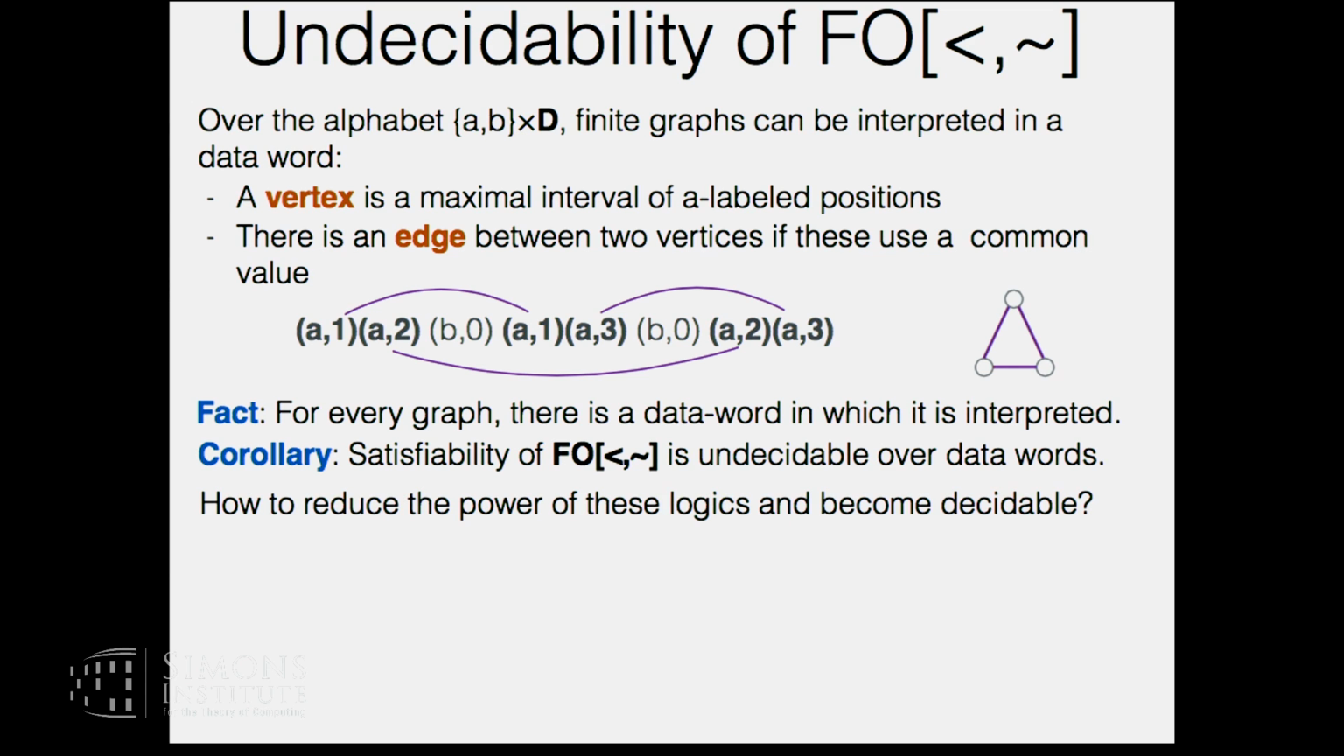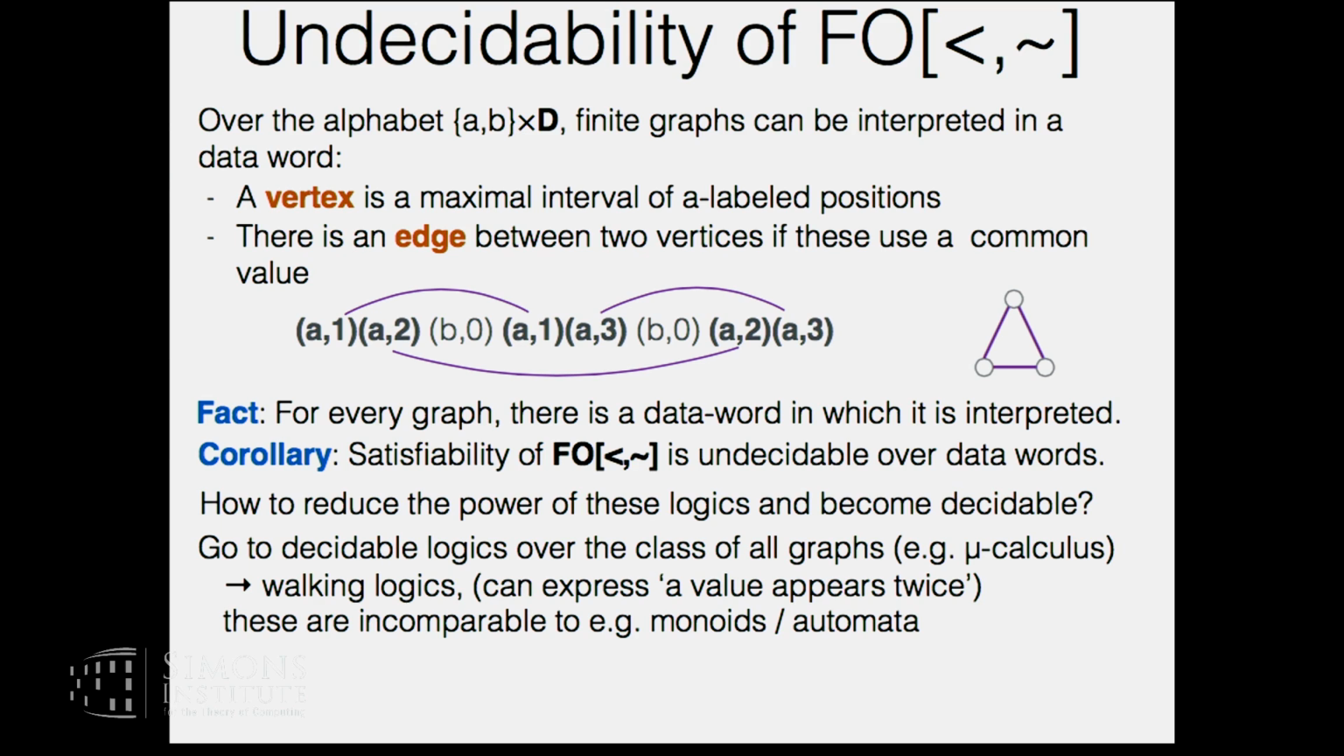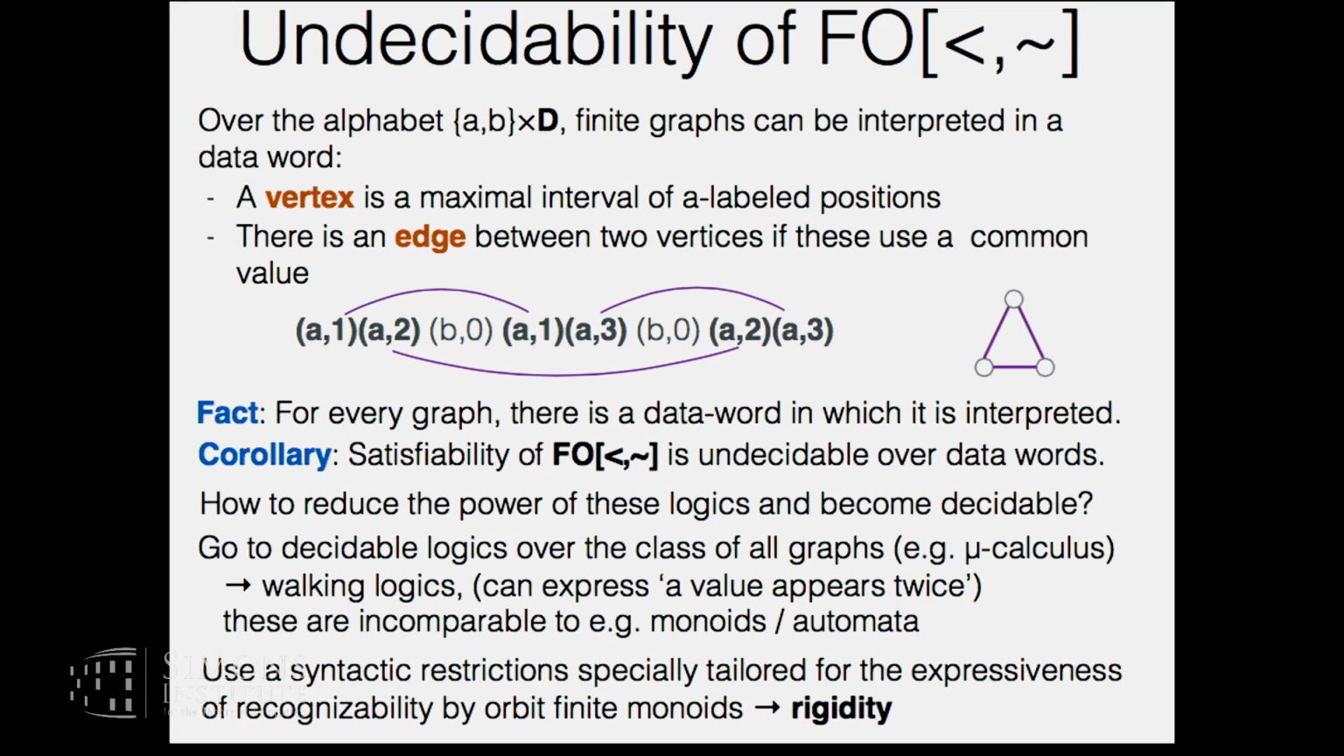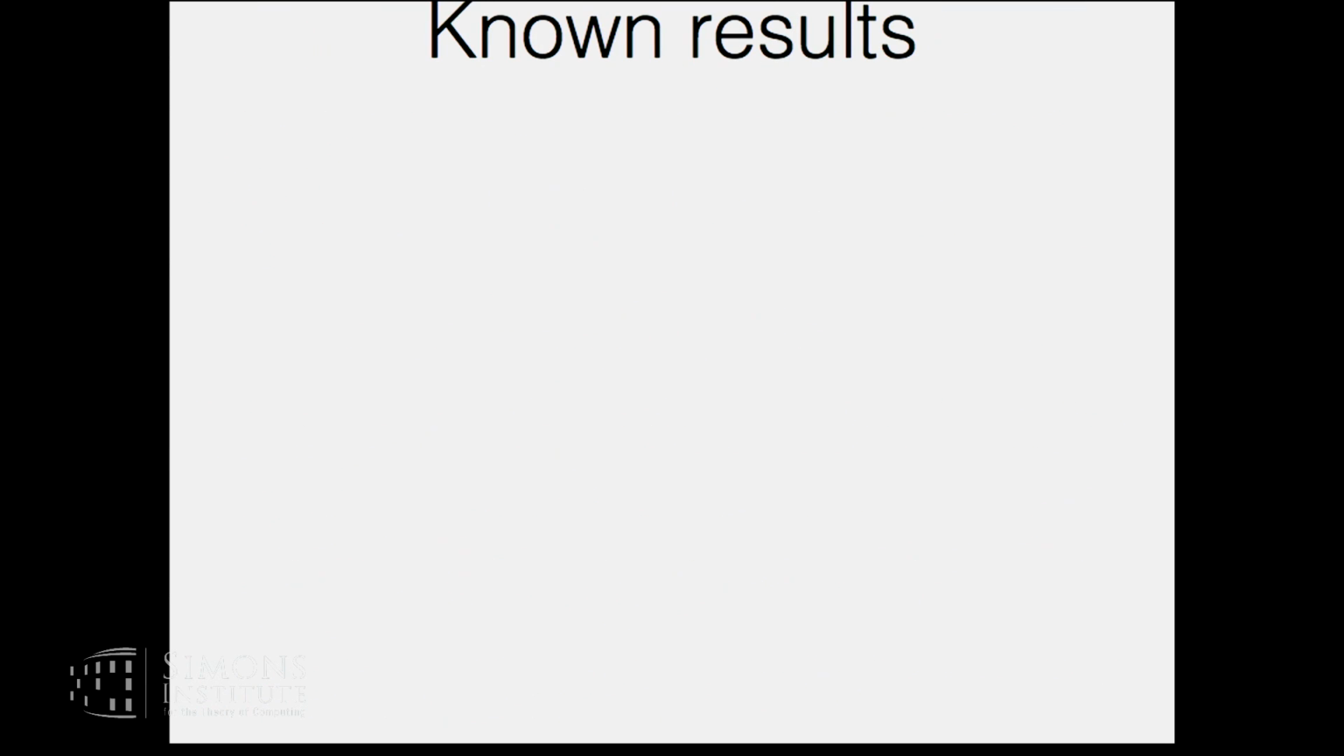So then what do you do for that? So there is a long story of things. You can say, oh, but then I will make a logic that looks on graphs like something that is decidable, like a modal logic or mu calculus logic. There are some versions of that called walking logic. But that's not what I want to do. Here my goal is to capture the expressive power of orbit finite nominal monoids. So for this, I require a very specific notion, which is rigidity.